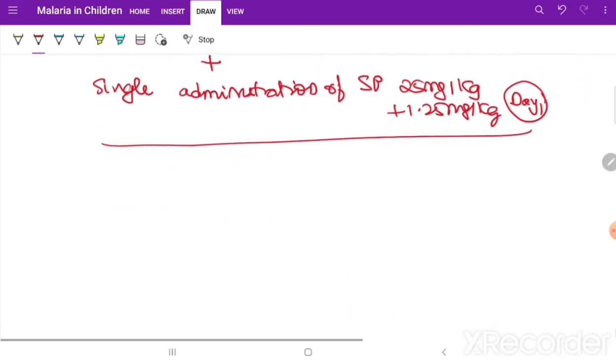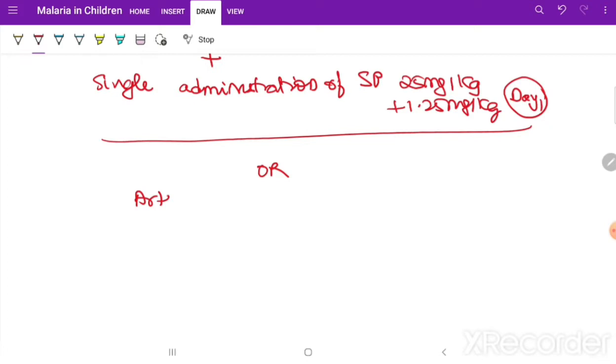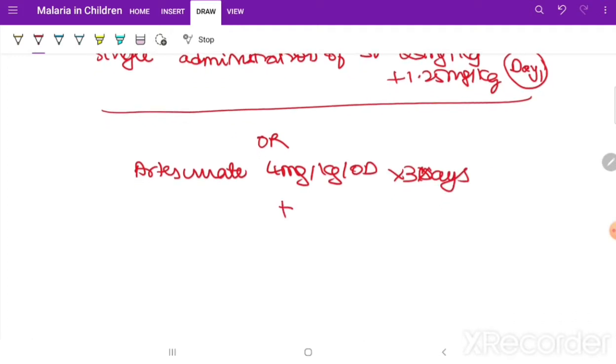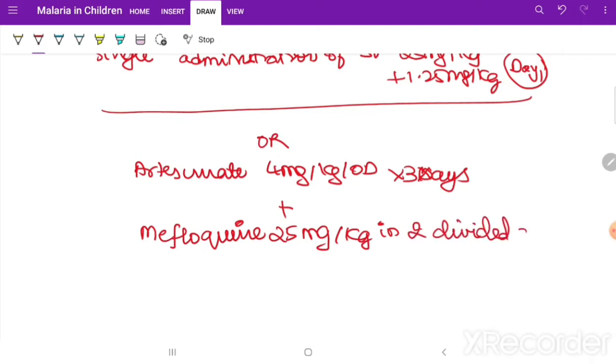Or same way artesunate as we gave above, that is 4 mg per kg OD into 3 days. Along with this, instead of that single dose of SP, we can give mefloquine, which is given 25 mg per kg in 2 divided doses. How do we divide the dose? We give it on day 2 and day 3. On day 2 we give 15 mg per kg and on day 3 we give 10 mg per kg.